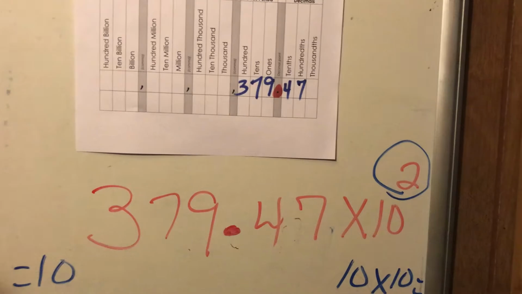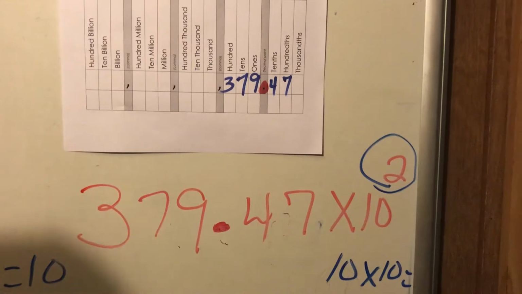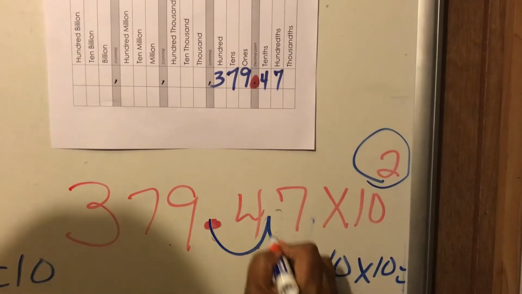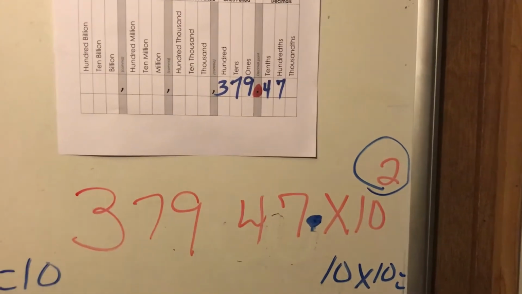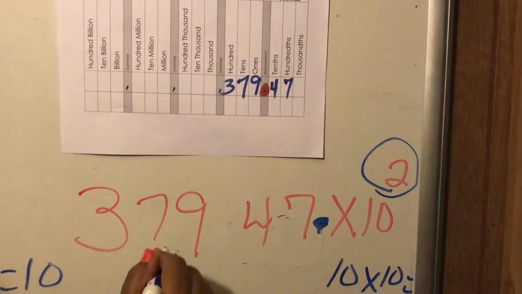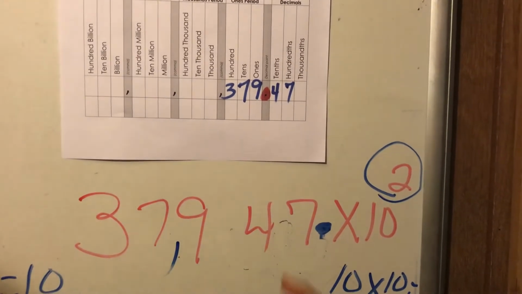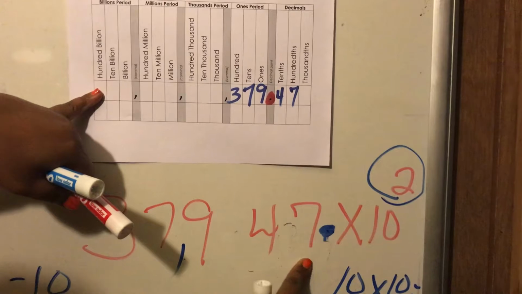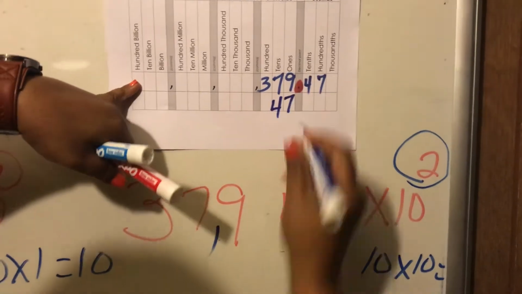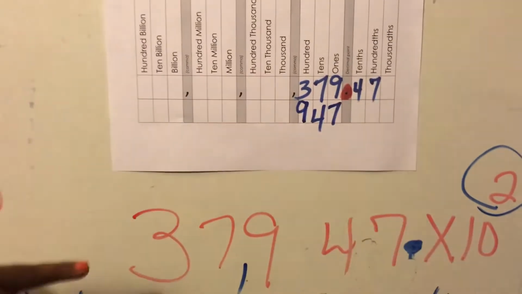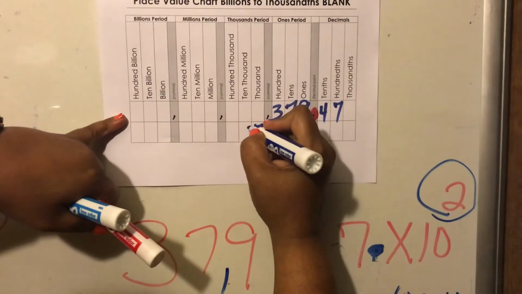Alright? Let's use a different color marker. Now, if I shift this decimal twice, because it's 10 to the second power, let's see where it's going to land. 1, 2. Wow, it landed behind all the numbers. So now I have 37,947. Let's place it in our place value chart. The 7 is in the what? Ones. 4 is in the tens. 9 is in the hundreds. 7 is in the thousands. 3 is in the ten thousands.